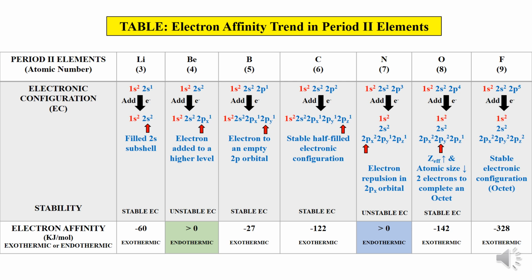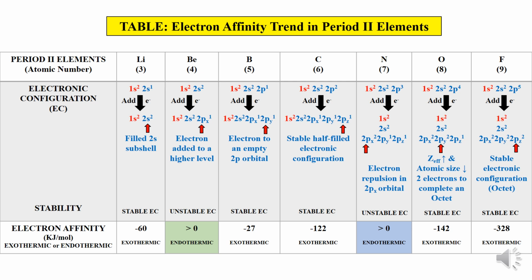What about fluorine? After adding an electron, where does the electron go? It goes to the 2pz orbital, and that leads to a stable electronic configuration. After adding an electron to the fluorine atom, it forms a full octet and achieves a stable electronic configuration like that of the noble gas neon, which is nearest in the periodic table. It has a high electron affinity value in the period 2 elements. So among the period 2 elements, fluorine has the highest electron affinity value.